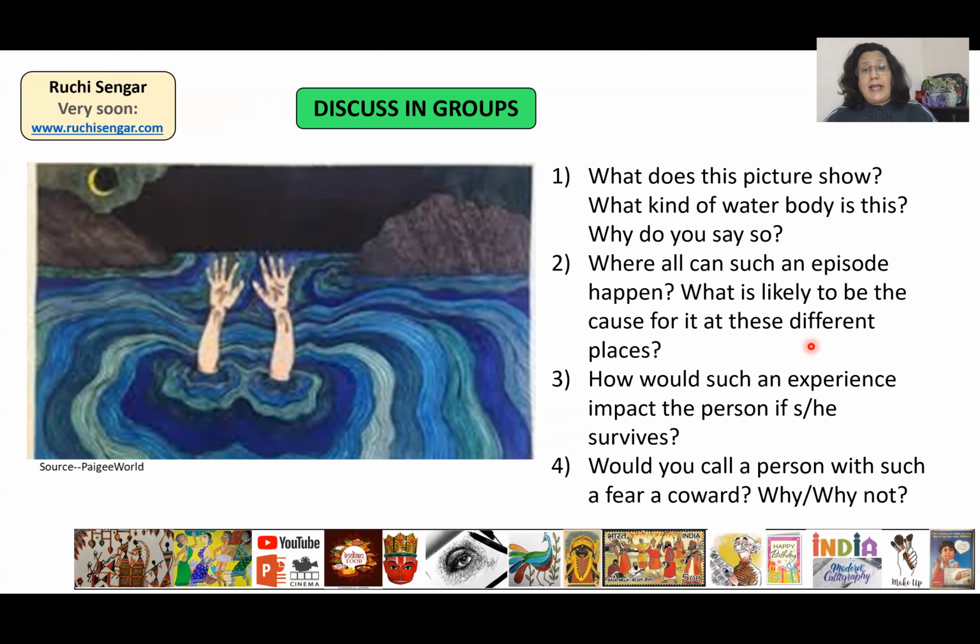Okay, what is likely to be the cause for such an occurrence at these different places? So they'd probably say someone doesn't know swimming, someone got a cramp, the lifeguard was busy or negligent or whatever it might be. Somebody got pushed, somebody slipped, could be anything, right? How would such an experience impact the person if he or she survives?